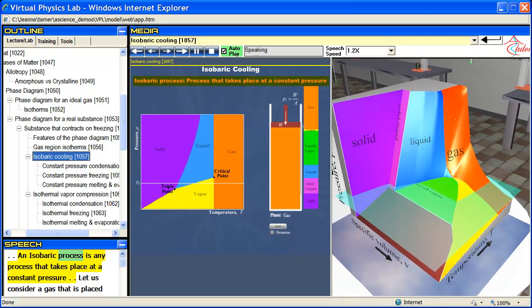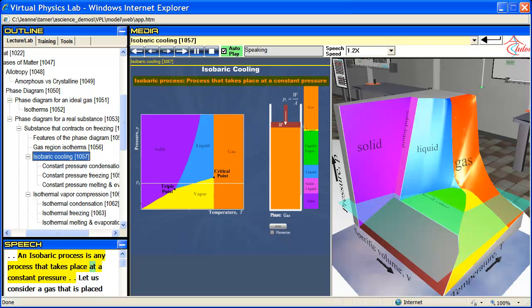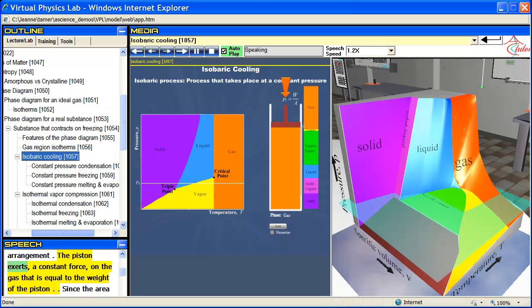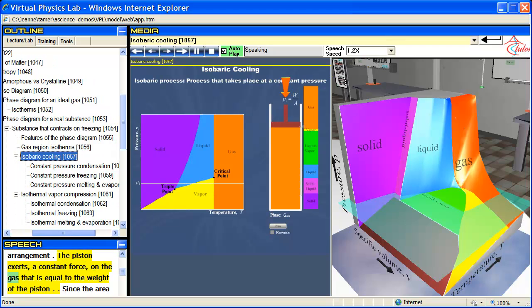An isobaric process is any process that takes place at a constant pressure. Let us consider a gas that is placed under a constant pressure P1. This can be done by placing the gas in a piston cylinder arrangement. The piston exerts a constant force on the gas that is equal to the weight of the piston.